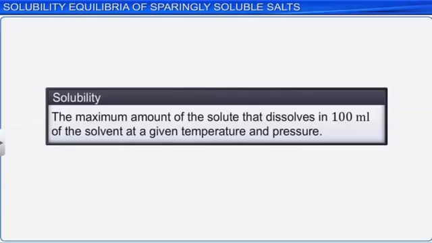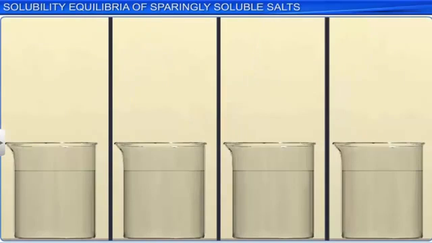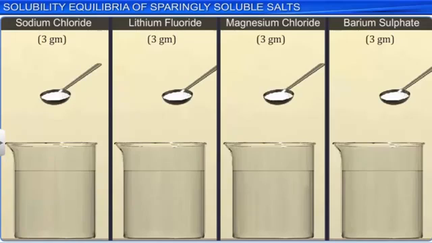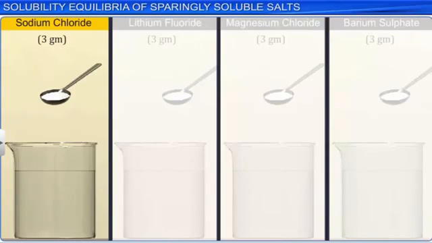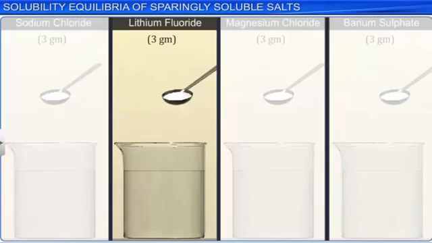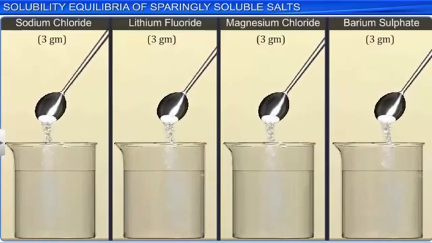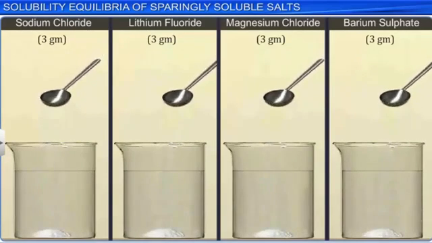We have learned in the previous classes that the maximum amount of the solute that dissolves in 100 ml of the solvent at a given temperature and pressure is called solubility. These 4 beakers contain 100 milliliters of water each. In each of the beakers, 3 grams of different salts, sodium chloride, lithium fluoride, magnesium chloride, and barium sulfate are dissolved and stirred. What do you expect to happen?